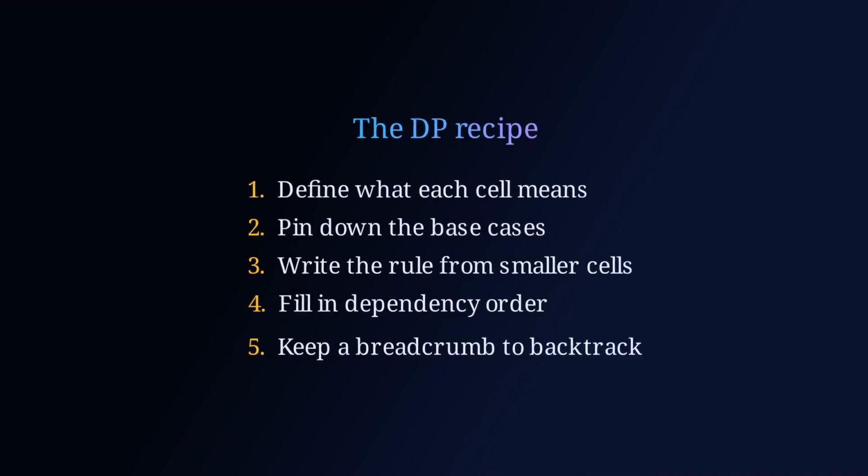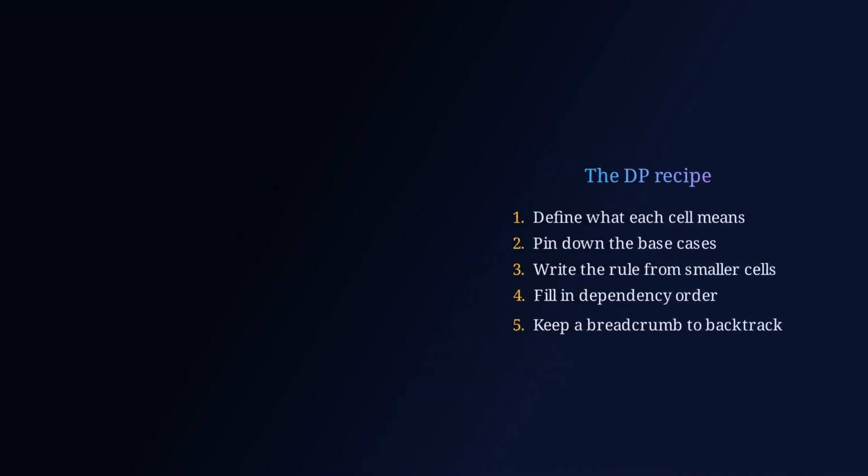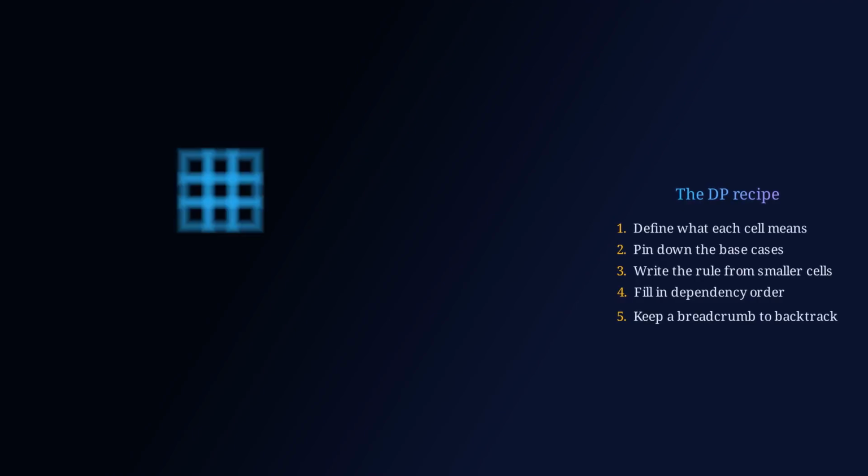So the next time a problem feels like it wants you to try everything, and you sense the same questions echoing inside that search, don't panic at the exponential tree. Give each distinct question a cell, fill the table once, and let remembered answers do the work. That shift, from re-deriving to remembering, is dynamic programming, and now it's yours.